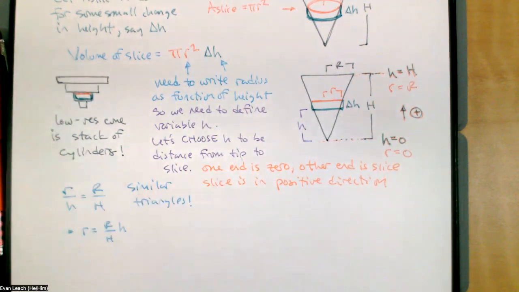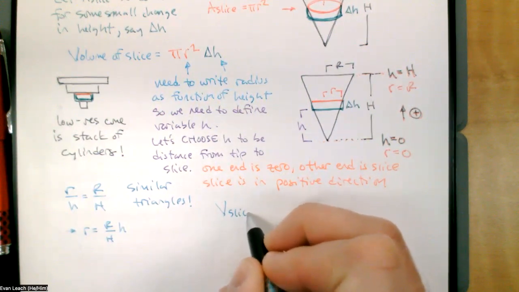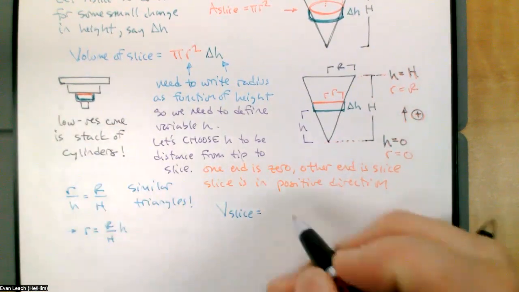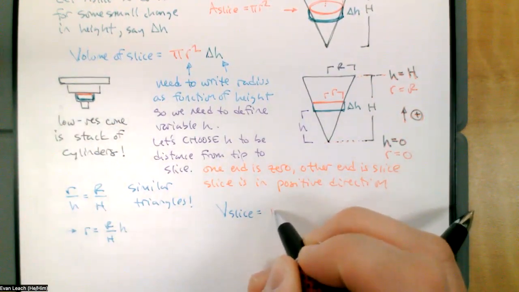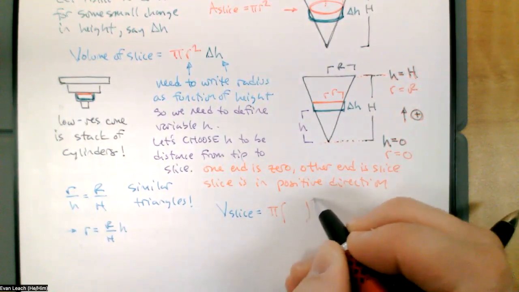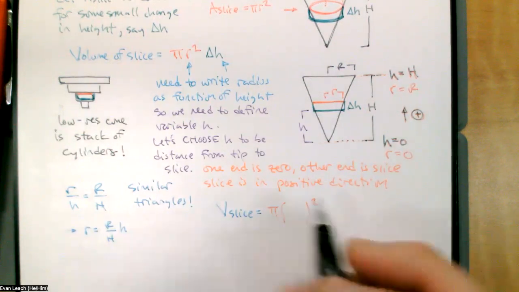Now we can go back and write our volume of the slice. So we have pi times the radius squared, and the radius r is capital R over capital H times h.